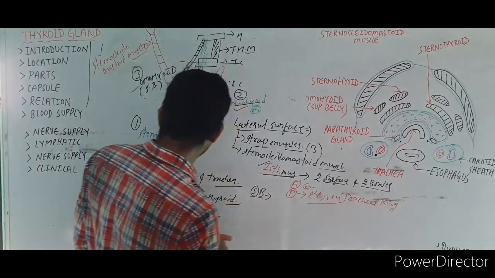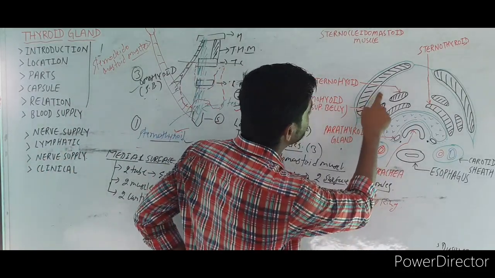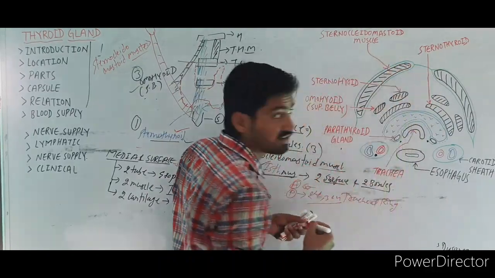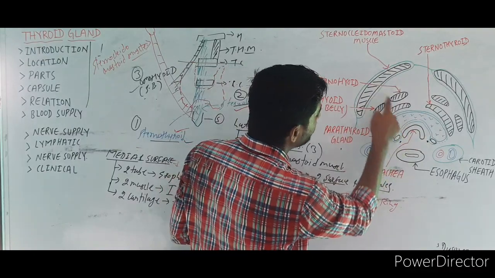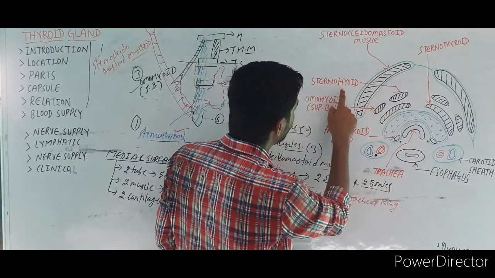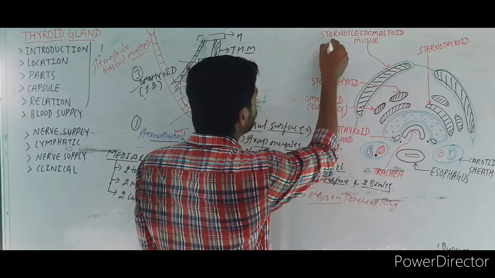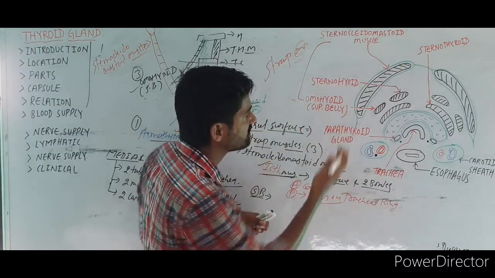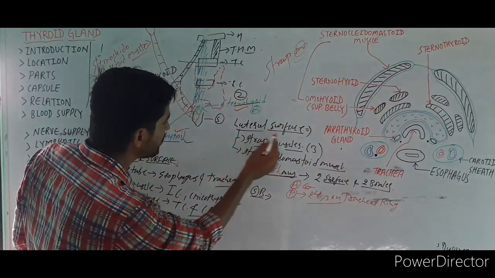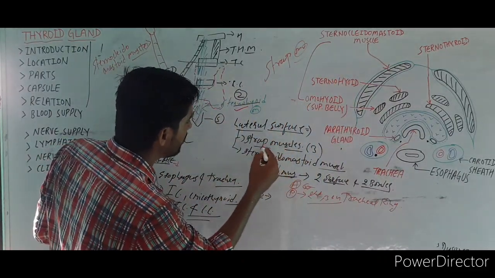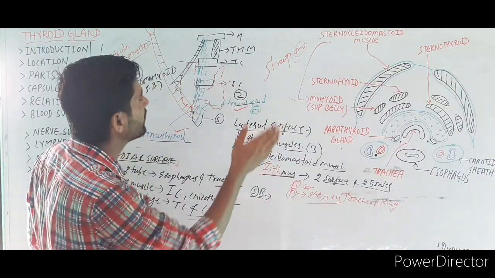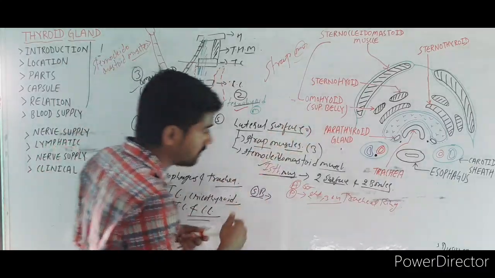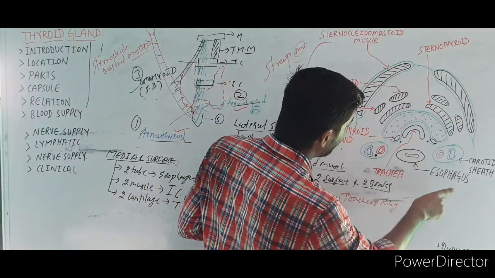Now, come here. This is the sternocleidomastoid muscle. Am I right? So laterally, the sternocleidomastoid muscle, sternohyoid, and superior belly of the omohyoid. So these all are the external muscles. And this is the lateral relation. If you don't know this diagram, you can draw it in the exam. It is a very good diagram. So this is over.